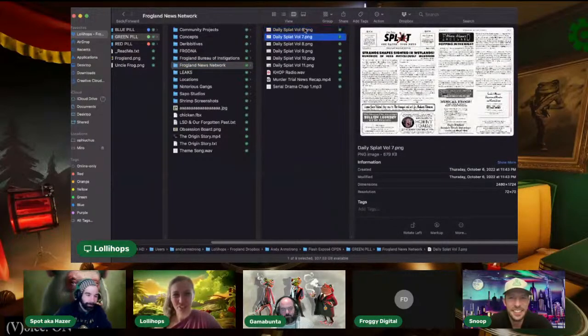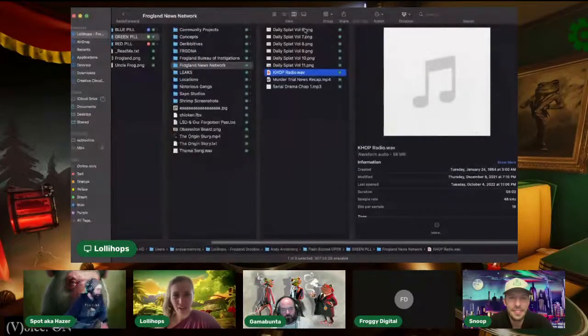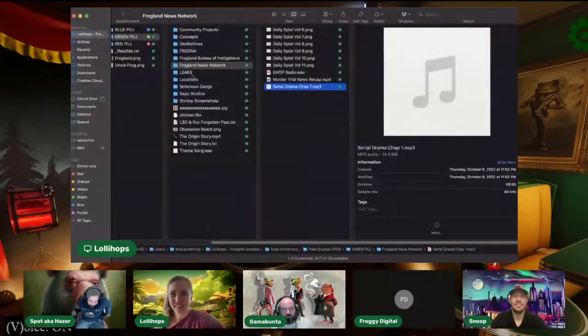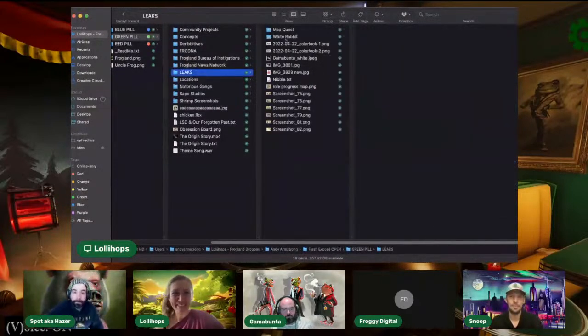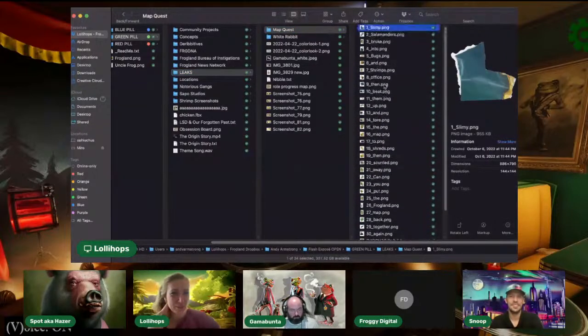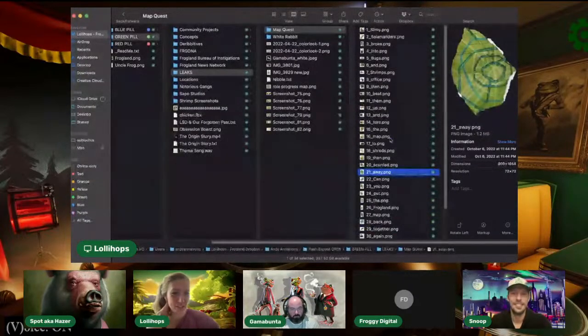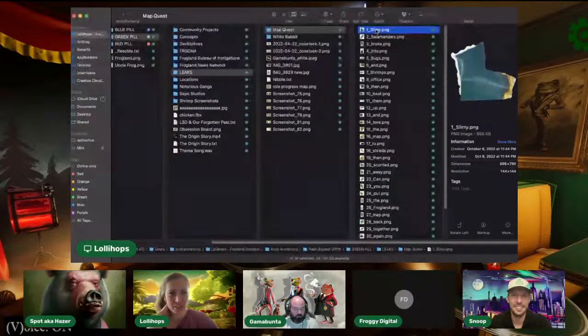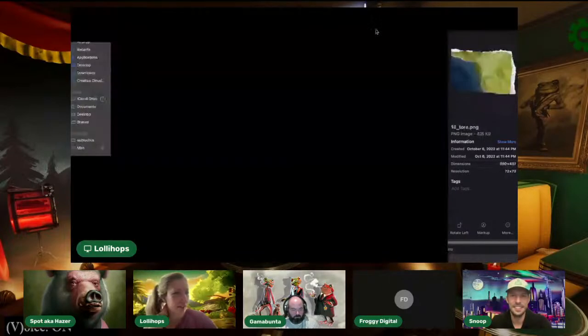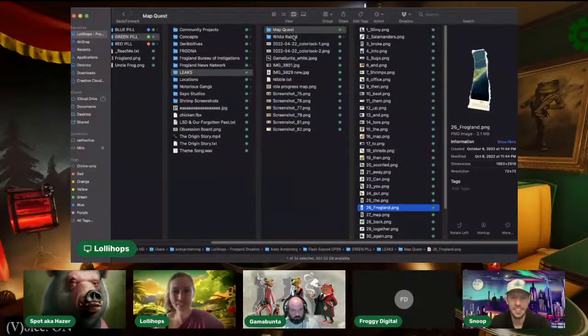Got a couple different editions of the Daily Splat in the Frogland News Network. A couple audio files from some of the audio things that we've been doing. Of course, we've got a good old leaks folder with the Frogland map quest. All the map pieces are in here, not the whole map, but all the pieces as well. And I kind of titled all of them in a way that hopefully gives a little bit of a pointer to people who are wandering in and not really sure where to start with that whole puzzle. You made it easy.